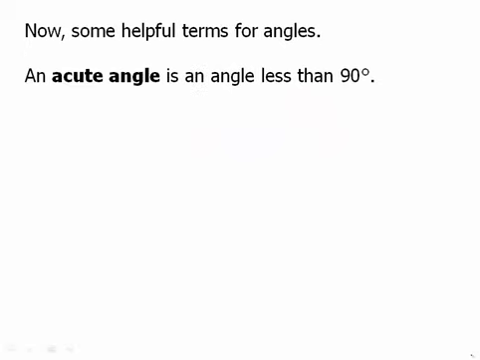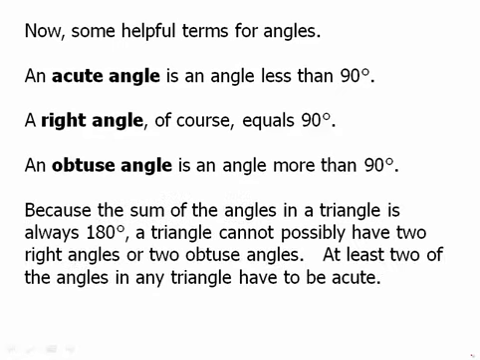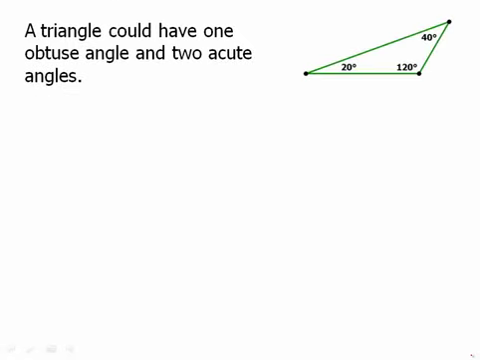Now some helpful terms for angles. First of all, an acute angle is an angle less than 90 degrees. A right angle, of course, is 90 degrees, and an obtuse angle is more than 90 degrees. We'll be using these terms throughout our discussion of geometry, and it's possible that they could appear on the test. Because the sum of the angles in a triangle is always 180 degrees, a triangle cannot possibly have two right angles or two obtuse angles. At least two of the angles in any triangle have to be acute. A triangle could have one obtuse angle and two acute angles.